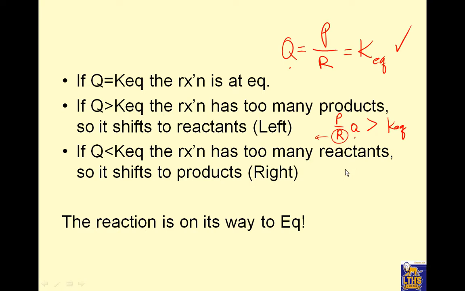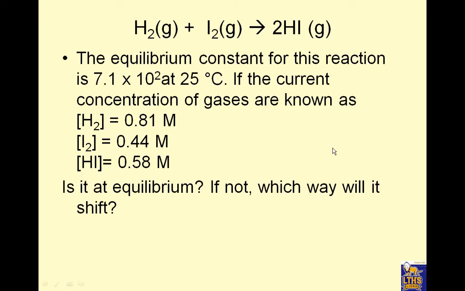Okay. If you find out the products over reactants and you find that it is less than the value of the equilibrium constant, that means this number needs to get bigger. So we're going to need to shift towards products to get bigger. So if Q is not equal to the equilibrium constant, then it's not at equilibrium. The reaction's on its way to equilibrium, and it has to get there by either making more products, in this case, or making more reactants.